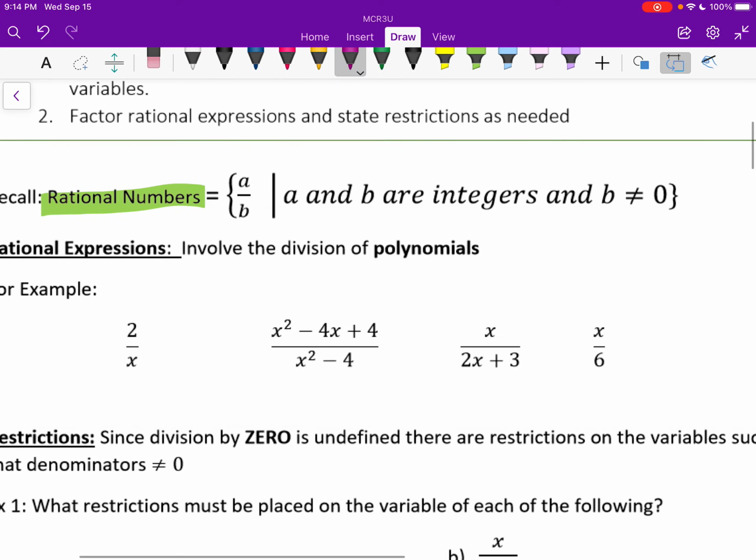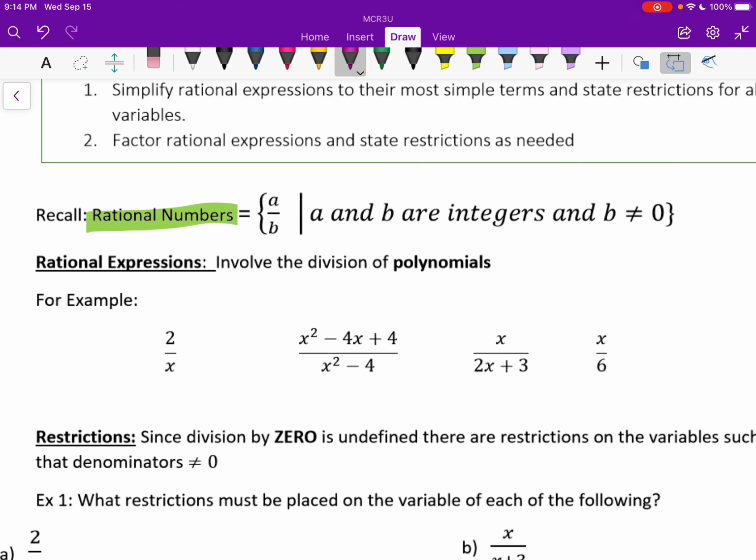Okay. So a few examples of rational expressions. So you know what rational numbers are, where you have 1/2, 2/3, all that kind of stuff, fractions. Rational expressions are basically just rational terms. So it's basically division of polynomials, right? So instead of 2 over 3, you can have something like 2 over x. You can have x squared minus 4x plus 4 divided by x squared minus 4. So basically now rational expressions are where you're dividing polynomials. Okay, so you've probably seen these before.